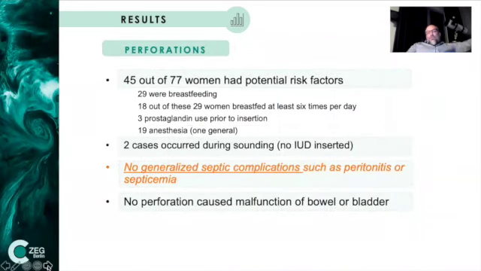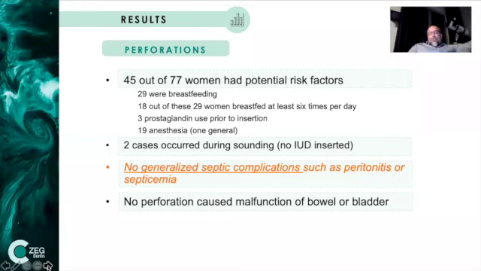The majority of women who experienced the perforation in our study had some risk factors at insertion. So 29 of our women with the perforation were breastfeeding, some of them more than 6 times per day. We had 3 users who were given prostaglandins prior to insertion, and 19 that had some kind of anesthesia before insertion. 2 cases occurred during sounding, so there was no device inserted. The perforation was set already before. I think it was 1 case of copper IUD and 1 case of Mirena planned insertion occurred.